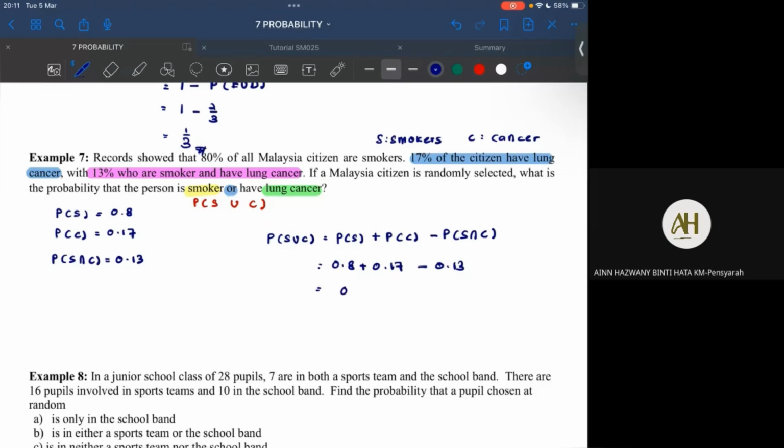So we have 0.84 dekat sini. So PS union C. Okay. So daripada ayat dia, find the probability of a smoker or have lung cancer, itu ialah basically PS union C. Kena terus guna formula.